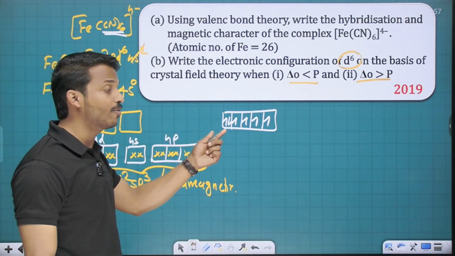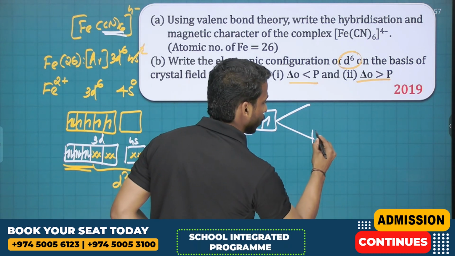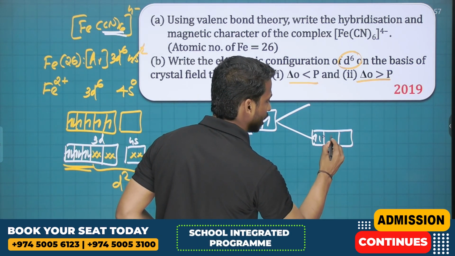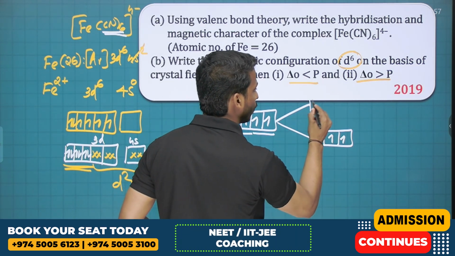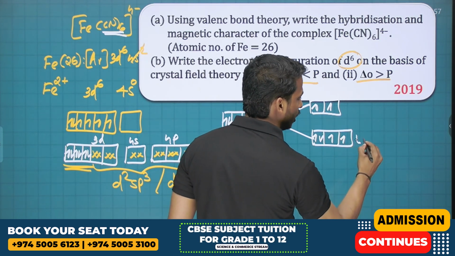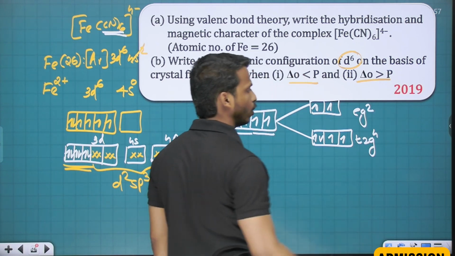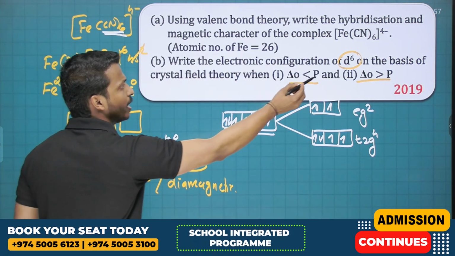Alright. This is when there is a weak ligand. Now you break into 3 orbitals below. These 3 orbitals contain this electron. And these 2 orbitals go up. This is t2g, this is eg. So t2g contains 4 electrons, eg contains 2 electrons. That's the answer. And what about the next system?